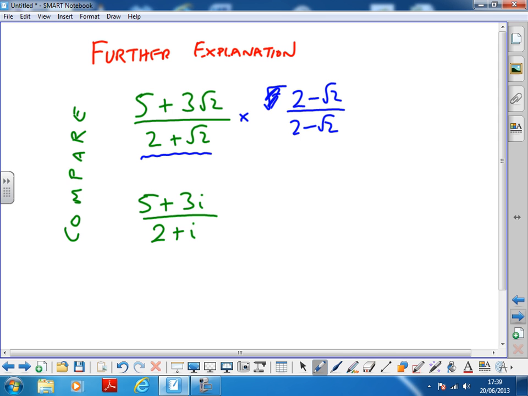That works because of the difference of two squares, and it's exactly the same thing here, except now we're multiplying by 2 minus i. And as you saw on the last screen, difference of two squares will make the denominator real. The top one's called rationalizing the denominator, the bottom one's called realizing the denominator.